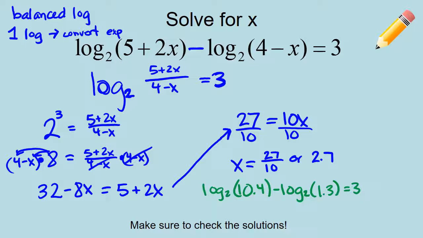A couple of options: you could take that subtraction using your properties and make it division. I'm just going to plug this straight into my calculator using change of base. So I'm going to do log of 10.4 and divide that by log of 2. And then I'm going to subtract, and I'm going to take log of 1.3 divided by log of 2, and I get exactly 3. So use your calculator to your advantage to make sure that you are correct.